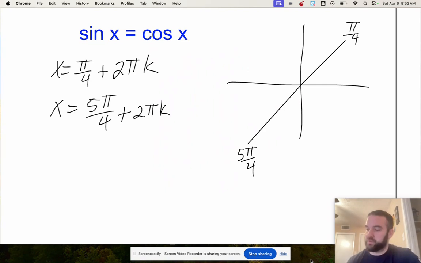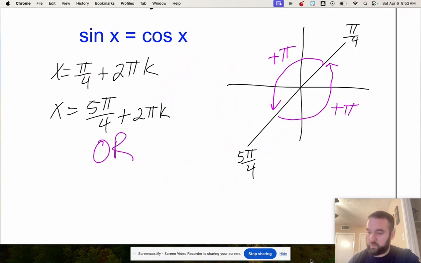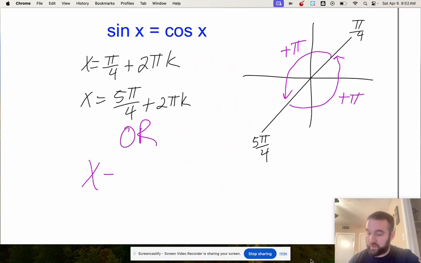Because my two solutions are exactly pi apart, if I just keep adding pi, let's write it a little bit cleaner. If I just keep adding pi, I'll always be coterminal to one of those two angles if I just keep going 180 degrees or halfway around the circle. So the shorthand way you could write that is, I'm going to say just x is pi over 4 plus pi times k.